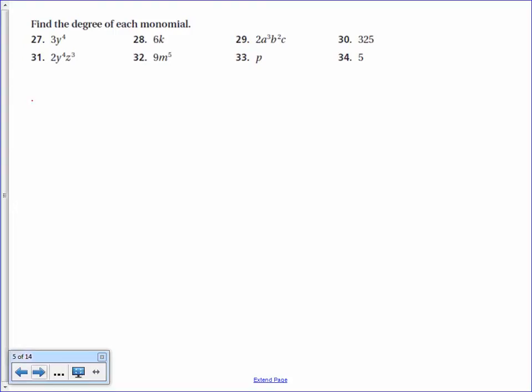So just going through different examples here. Here's number 27, we've got 3y to the fourth. The only exponent there is a 4, so that has a degree of 4. Number 28, 6k. The exponent there is that invisible 1, so that has a degree of 1. Number 29, we have 2a to the third, b to the second, c to the invisible 1. 3 plus 2 plus 1 gives me 6. Number 30, 325, that's a constant, a standalone number, so it has a degree of 0.